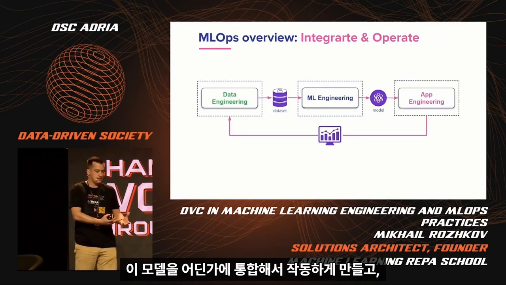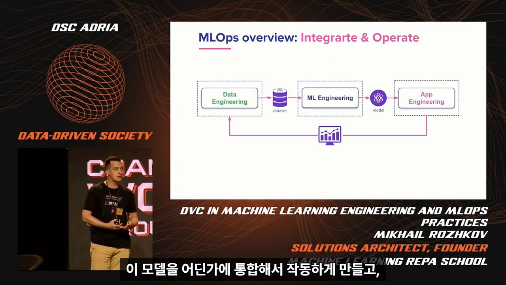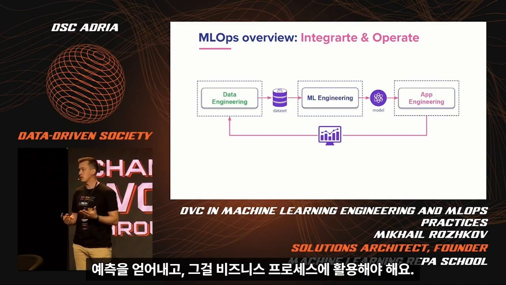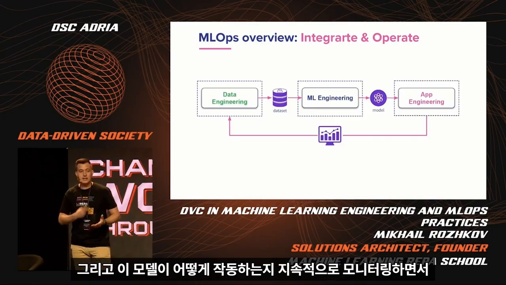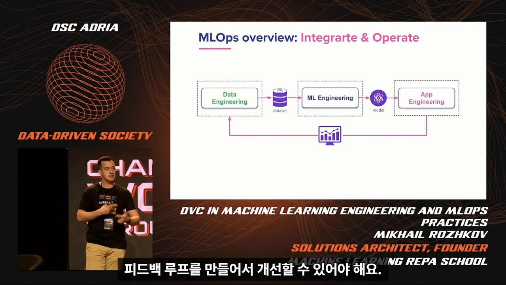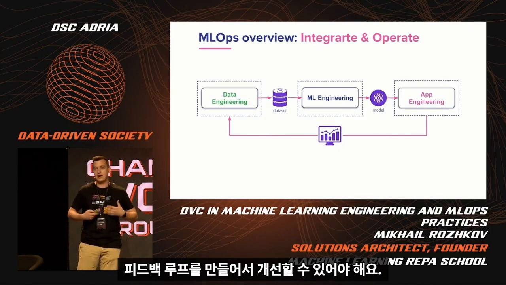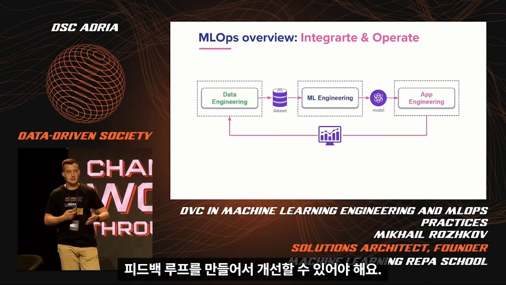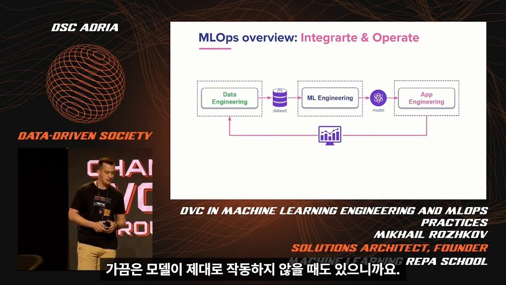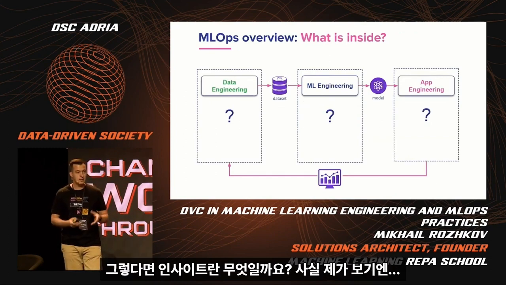We need to integrate this model somewhere, make it work, get predictions and use them for a business process, and constantly monitor how this model works. So we have this feedback loop from the model to be able to improve it and fix it sometimes, because sometimes it doesn't work properly, right? We also heard about this today. But what is inside?